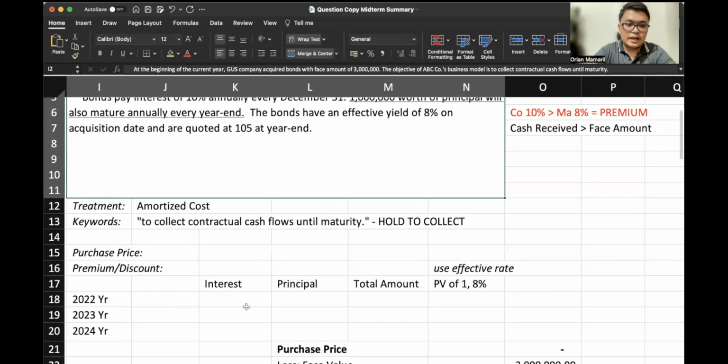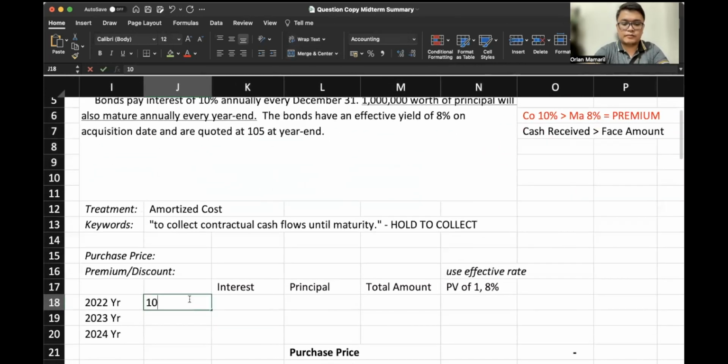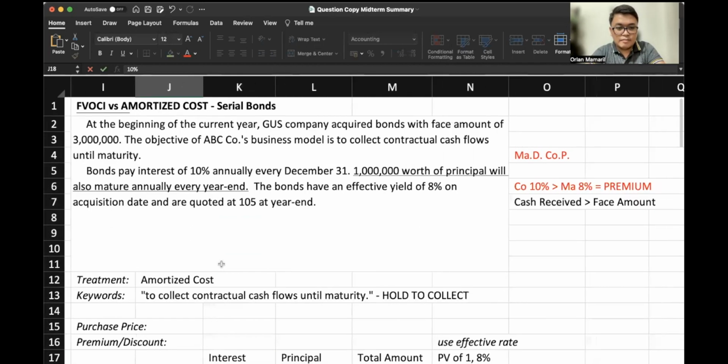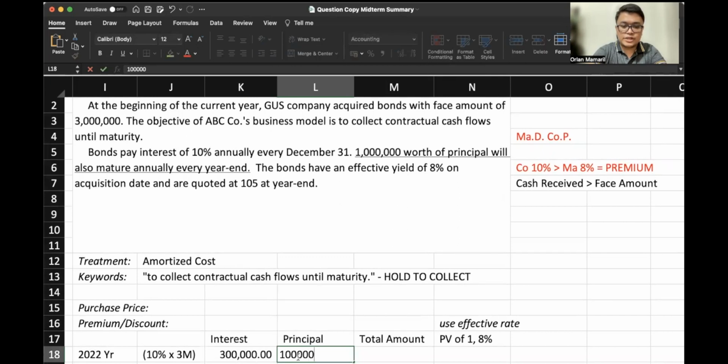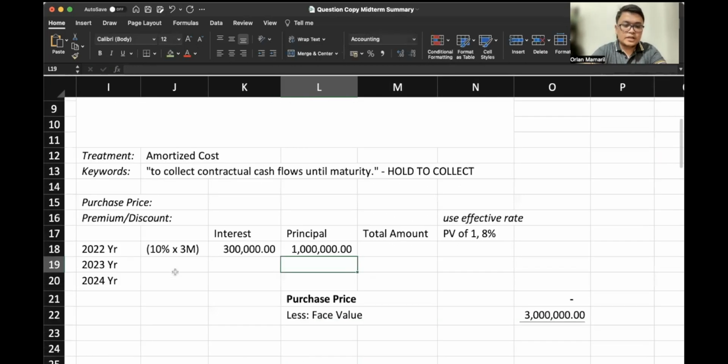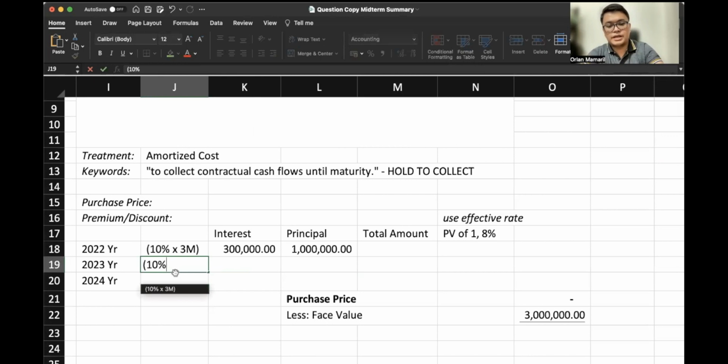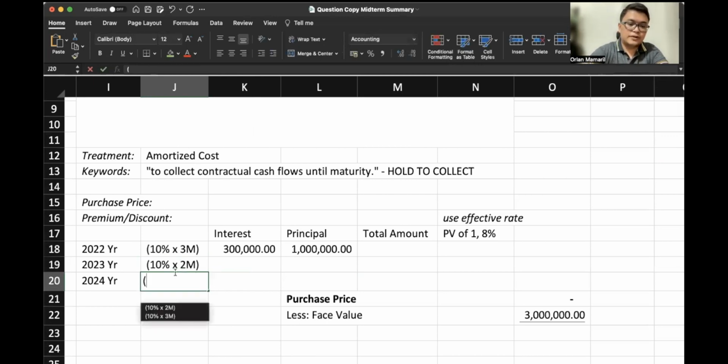So let's see. In 2022, we will pay the interest of 10%. Since we have not paid anything of our principal yet, the carrying amount would be 3 million, right? So 10% times 3 million is our interest for 2022. Once again, we are paying 1 million worth of principal every year, right? So next year, it would be 10% multiplied by 2 million. And for the last year, that would be 10% times 1 million.